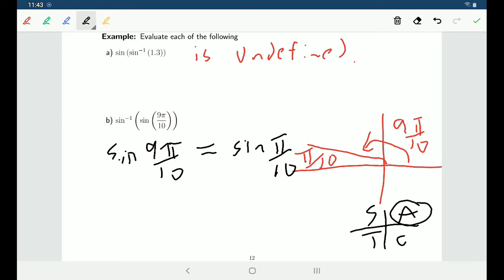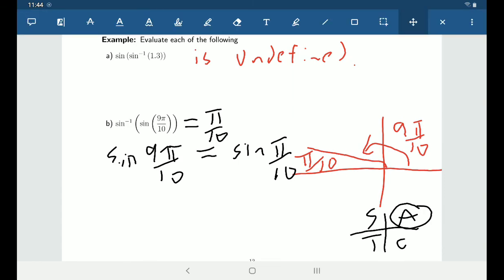And since 9 pi over 10 and pi over 10 give me the same value for sine, and since pi over 10 happens to be in my restricted domain for sine, then sine inverse won't give me 9 pi over 10 as the output, it'll give me pi over 10 as the output. So notice what happens: I put in an angle that's not in quadrant 1 or quadrant 4, but sine inverse will give me an equivalent angle, one that gives me the same value for sine, that is in quadrant 1 or quadrant 4.